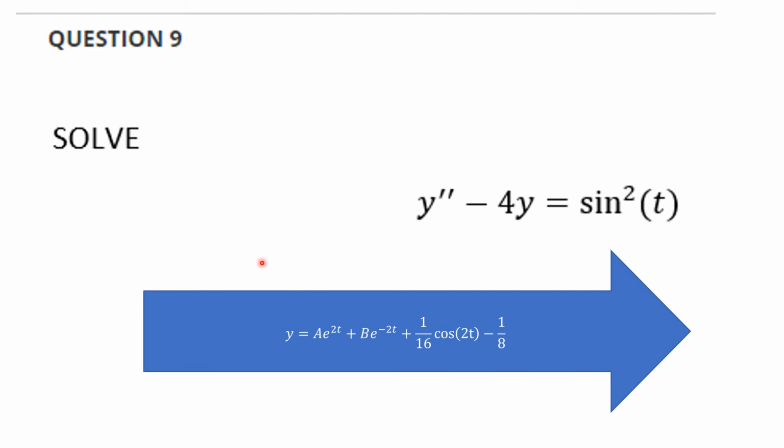Question number 9, this was D squared minus 4 operating on y, and you could have done it as an annihilator, but you would have had to use a trig identity here, either the double angle or the half angle formula, so it would be something that you could annihilate. That's the approach I would have recommended.